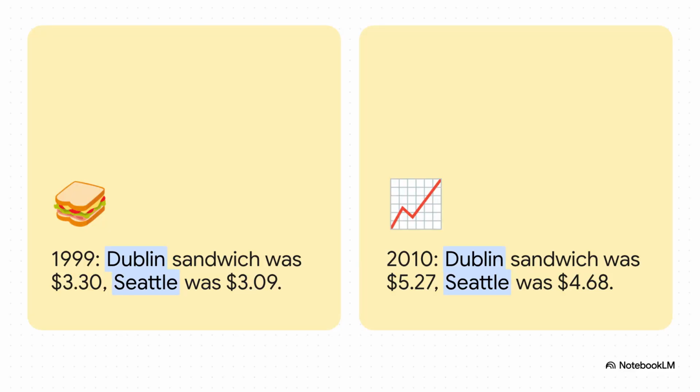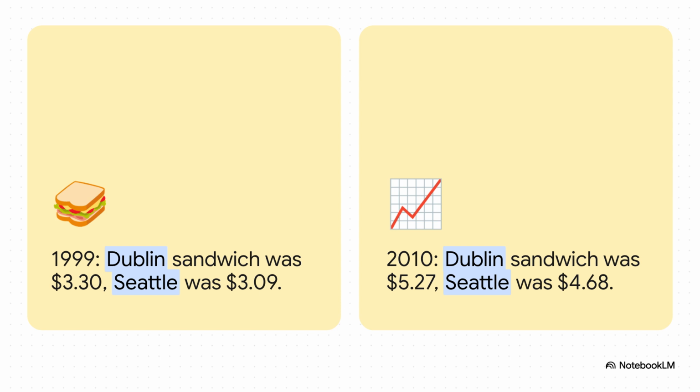And this brilliantly illustrates how the theory works, and honestly doesn't work, in practice. Let's compare a 6-inch Subway club sandwich. In 1999, that sandwich cost the equivalent of $3.30 in Dublin, Ireland, compared to $3.09 in Seattle. Pretty small gap, right? But jump forward to 2010, after Ireland adopted the euro. That same Dublin sandwich was $5.27, while the Seattle one was $4.68.